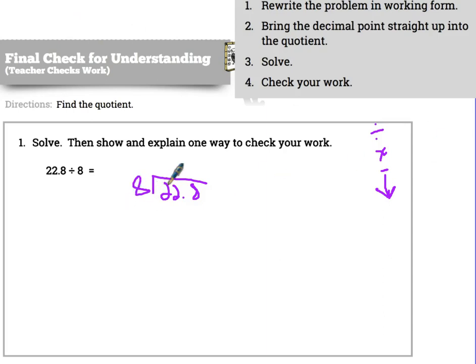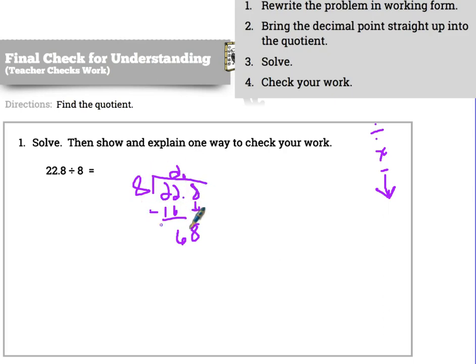Okay, so let's check and see how you did. Remember, you need to write your decimal point in the quotient when you're putting this in working form before you start. And then how many groups of 8 would fit into 22? Well, that would be 2. 2 times 8 is 16. Subtract, and you have 6. Compare, 6 is less than 8, bring down the 8.